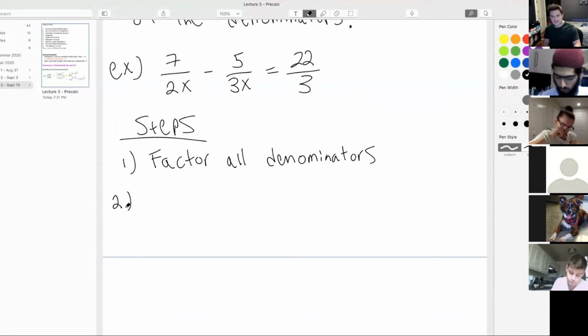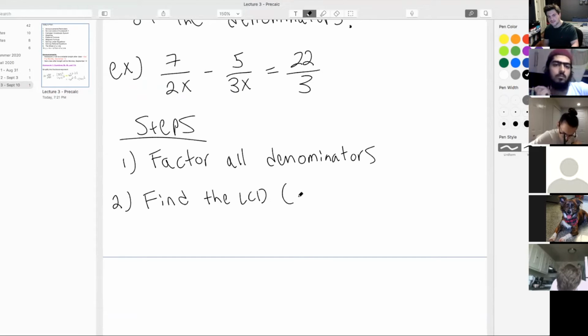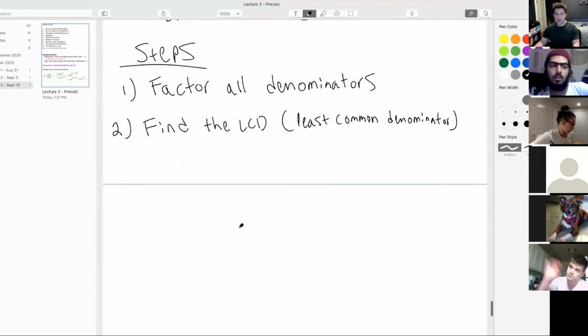Okay, step 2 will be to find the LCD. So find the LCD, and just recall that's the least common denominator, okay? So I will always write LCD just because it's a little quicker. Okay, and now here's probably the most exciting part. You have to multiply both sides of the equation by the LCD, okay?